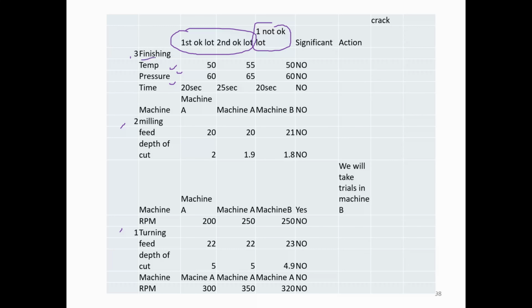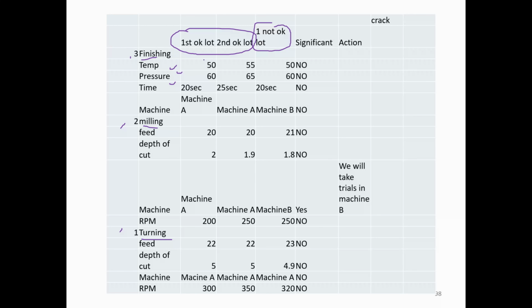So now what they have done is the finishing process, then the milling process, then the turning process. So there were three operations in this particular product, and for each department they have noted down the significant parameter and written the value. So now let us see the values.